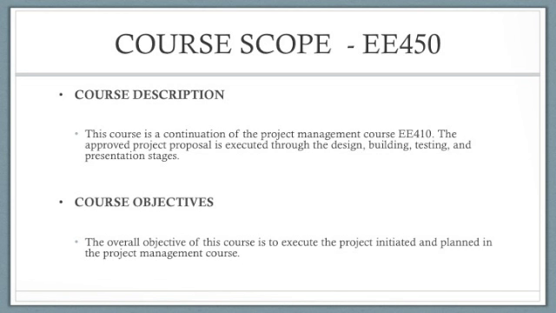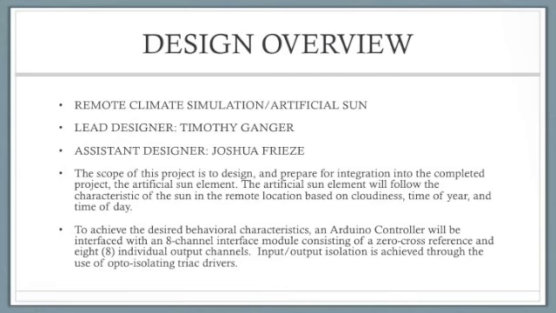The overall objective of this capstone course is to execute the project as initiated and planned in the EE410 project management course. For this project, we are executing Tim's idea for a remote climate simulator. The overall scope of Tim's remote climate includes things such as wind, rain, and other environmental factors. The simulator is connected to a remote weather site, which provides the data necessary to simulate the distant environment. However, for the purposes of this course, we have simplified the project and will implement only the artificial sun simulator.